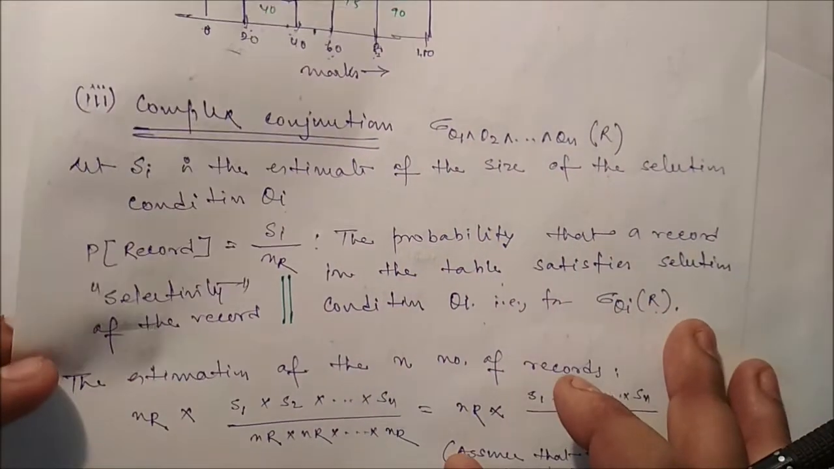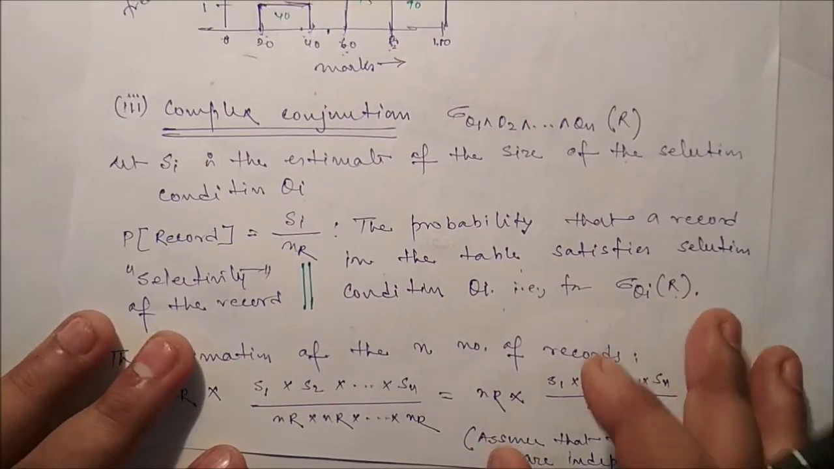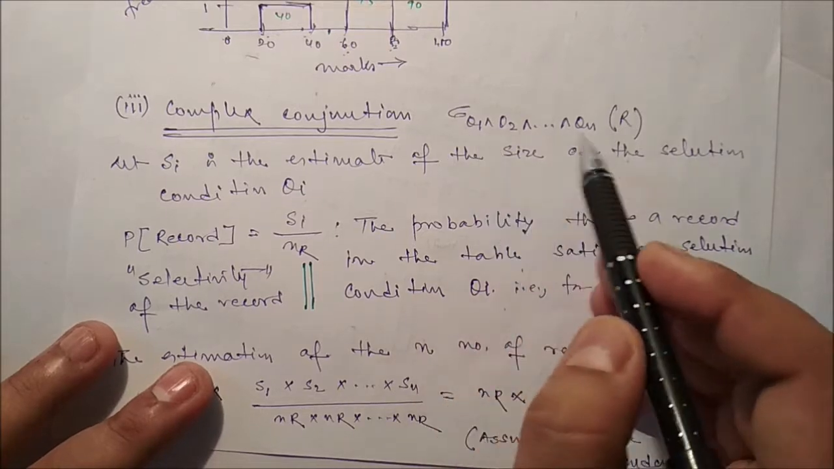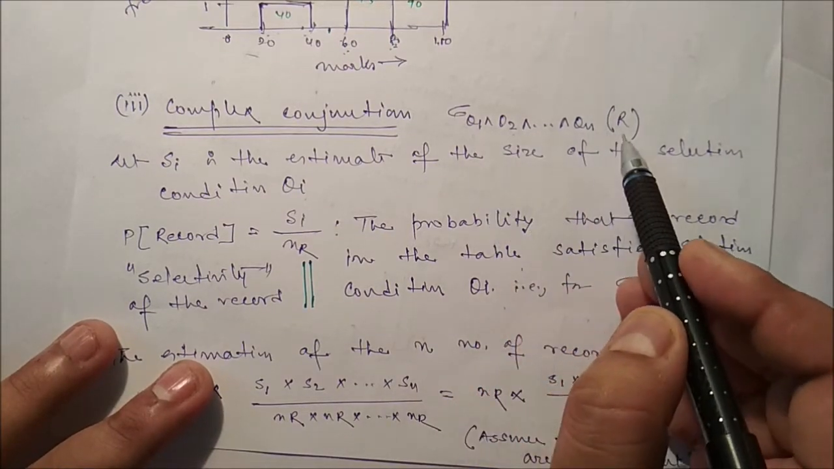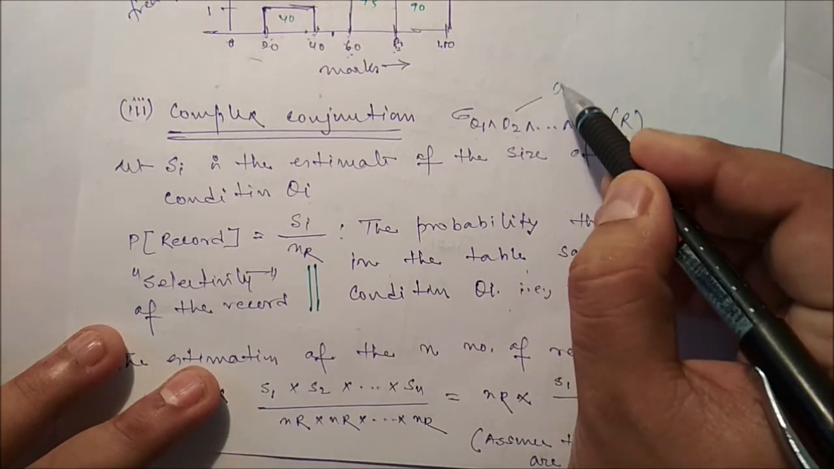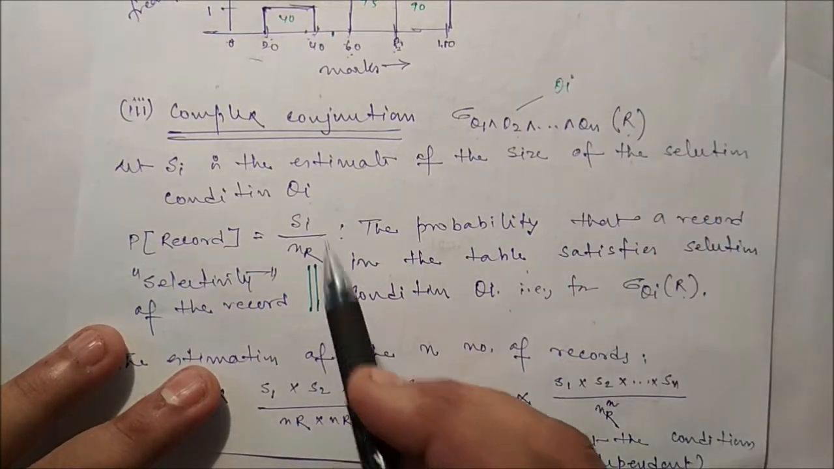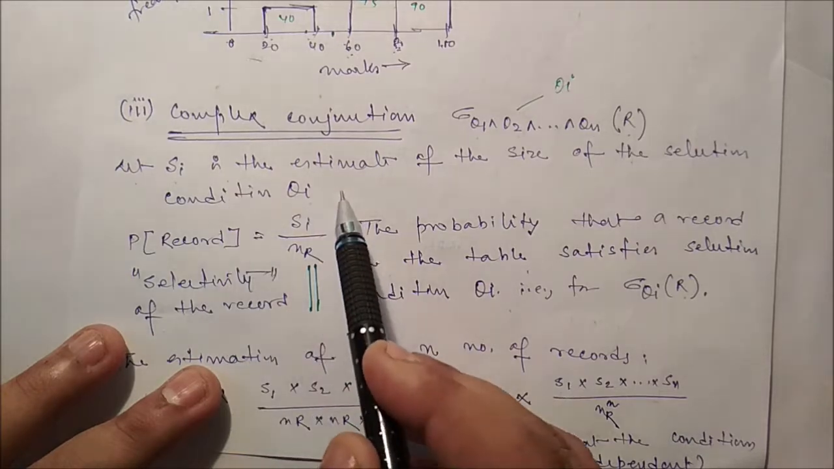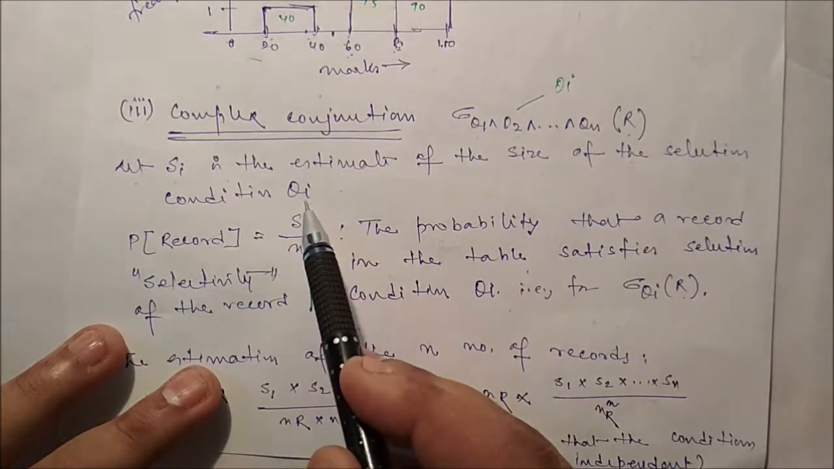Next is what? Complex conjunction. Complex conjunction means what? A series of conditions theta 1, theta 2 up to theta n on the table R. Let's say, for example, this is theta 1. Okay, now let si be the estimate of the size of the selection condition theta i.